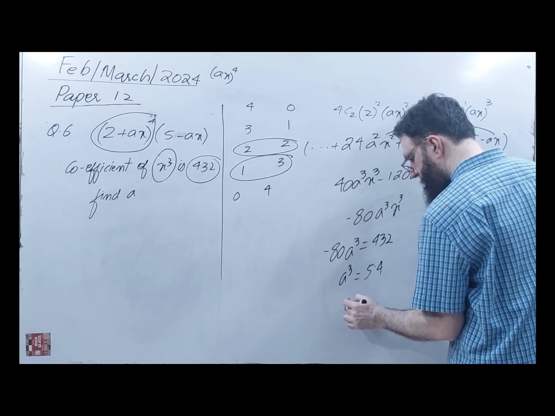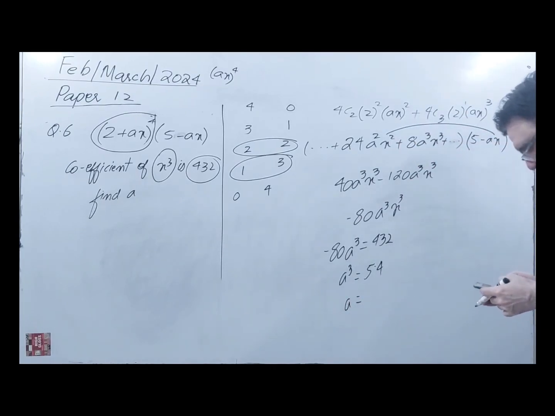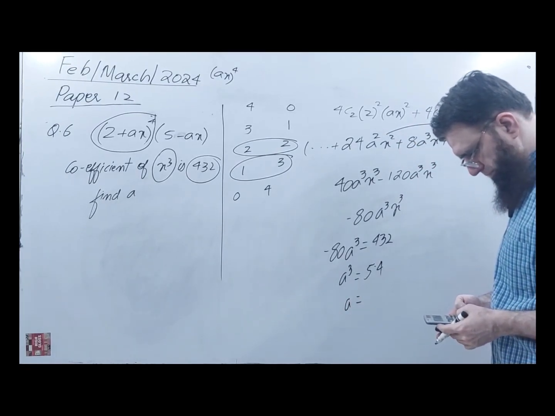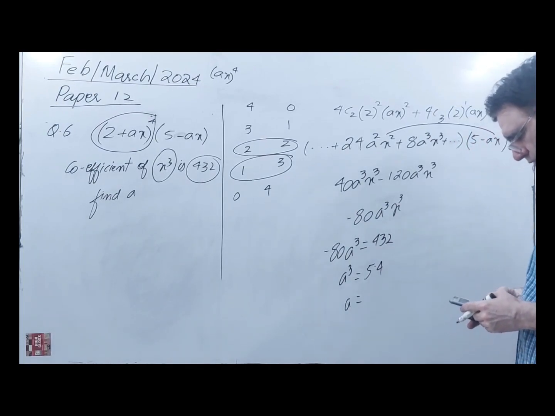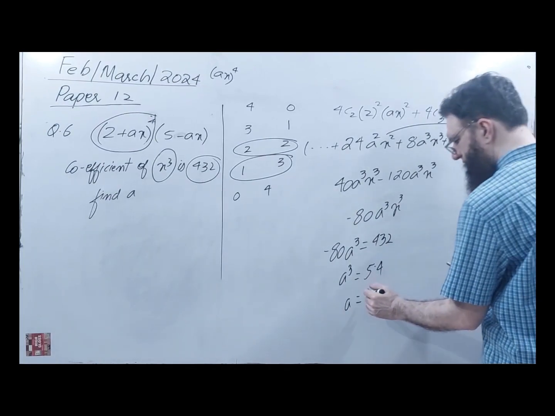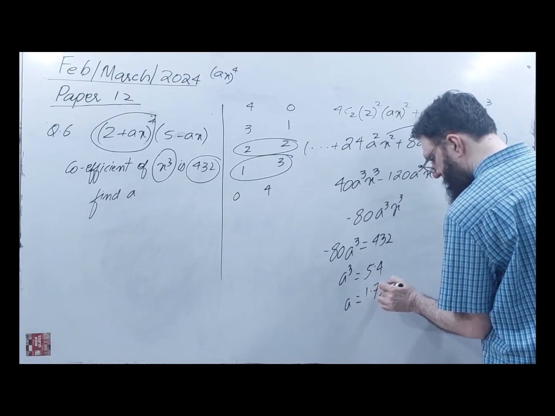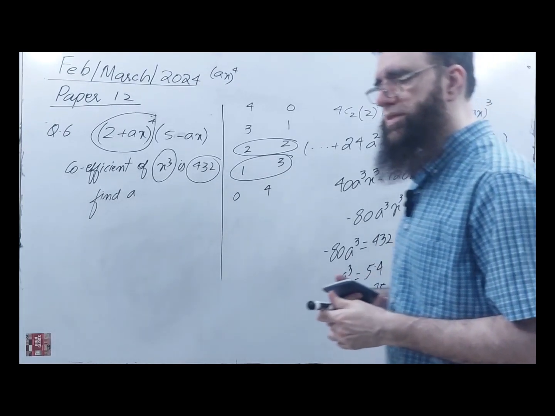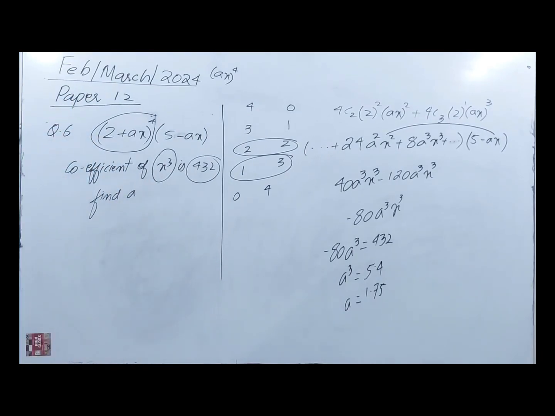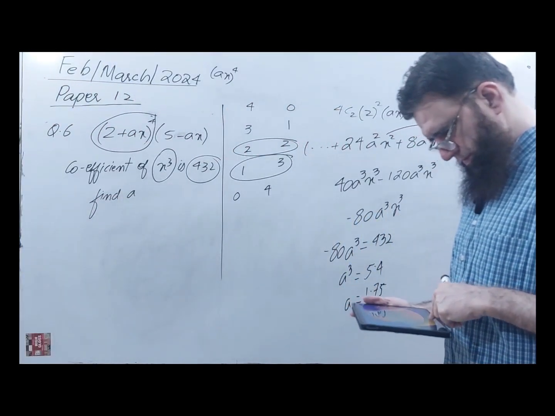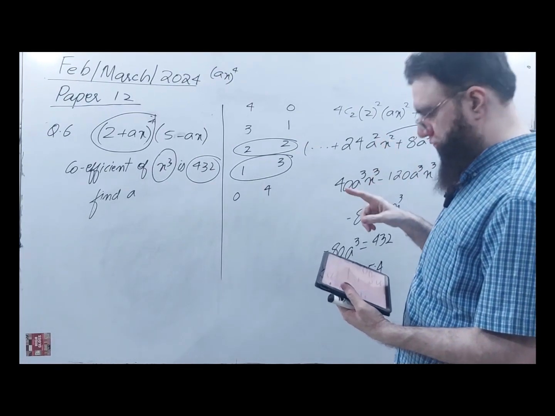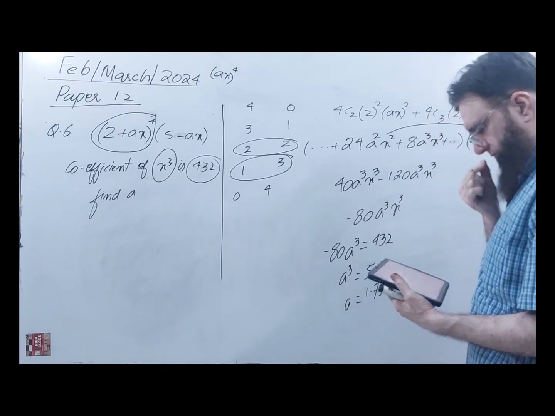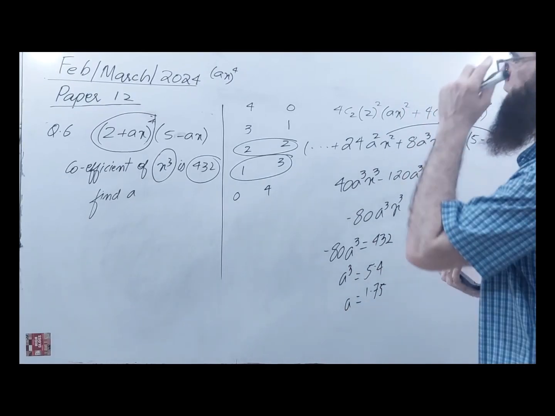So a cube would be, shift, cube root, this is 1.7. These values do not look right. Let me see the question again. It is given that the coefficient of x cube in (2 plus ax) power 4 times (5 minus ax) is 432. Fine. Are we making any mistake?